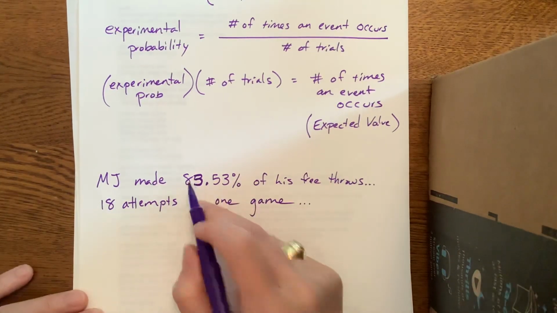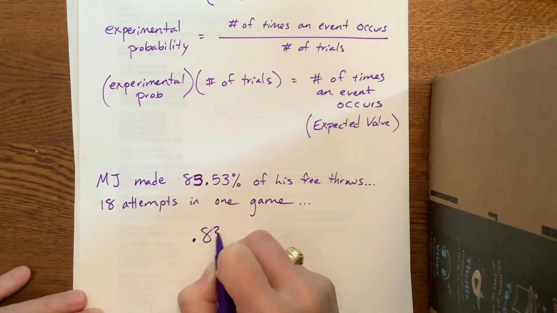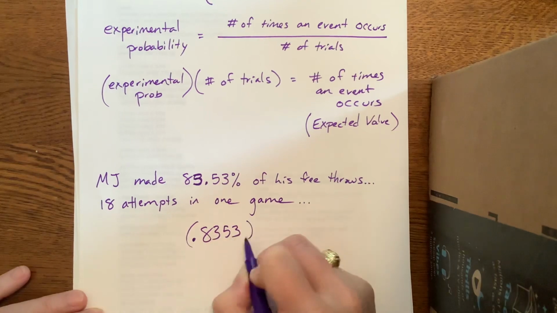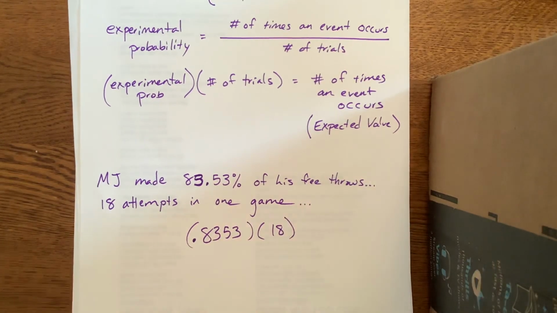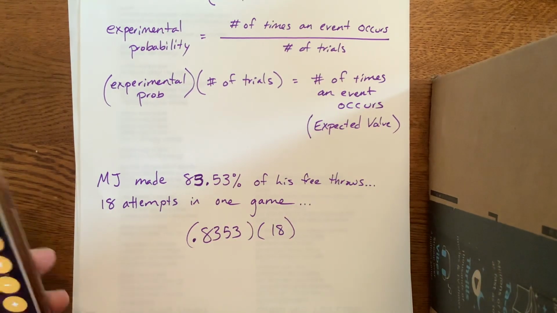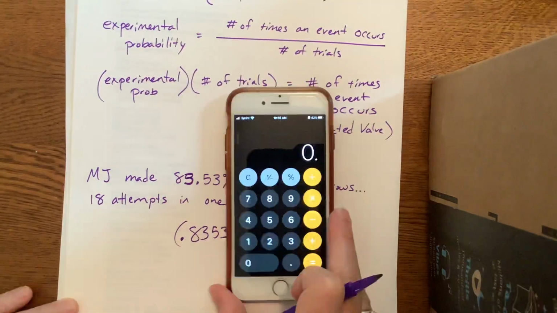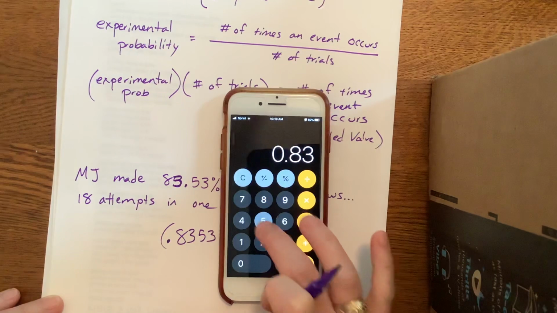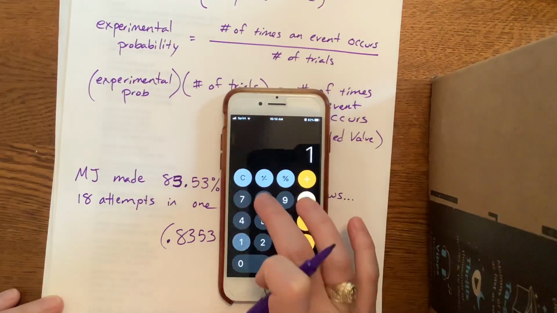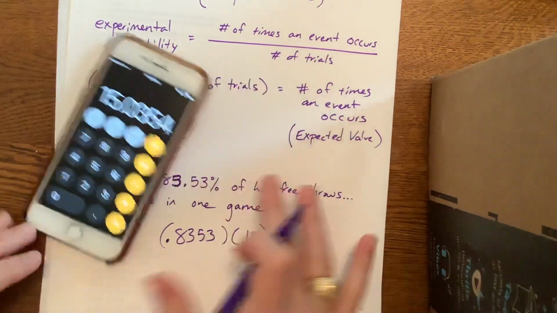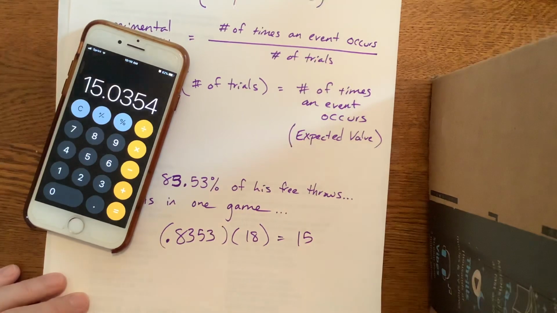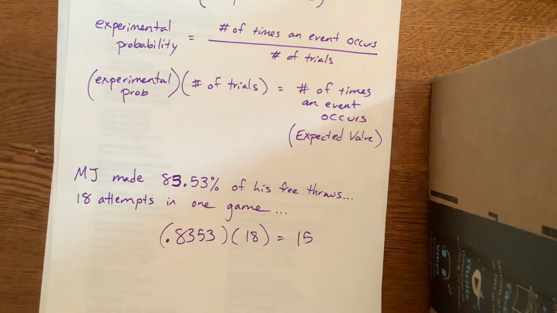So we need to take this percent and turn it into a decimal, 0.8353. We need to multiply that by the number of times that he gets up there. I still don't have a calculator at home, so here is my phone, which is just absolutely lovely. 0.8353 times, what did we say he got up to there? 18 times. And so we can expect him to make 15. All right, go practice.